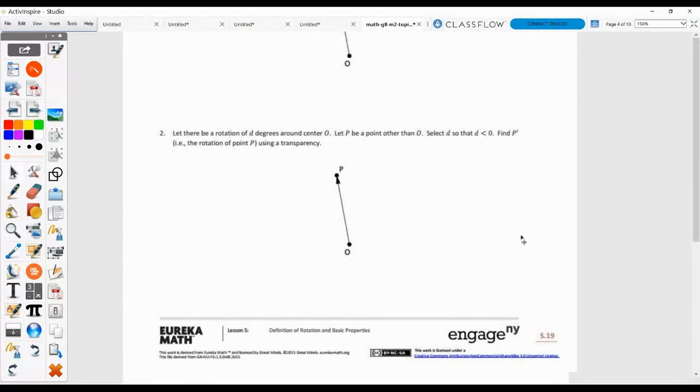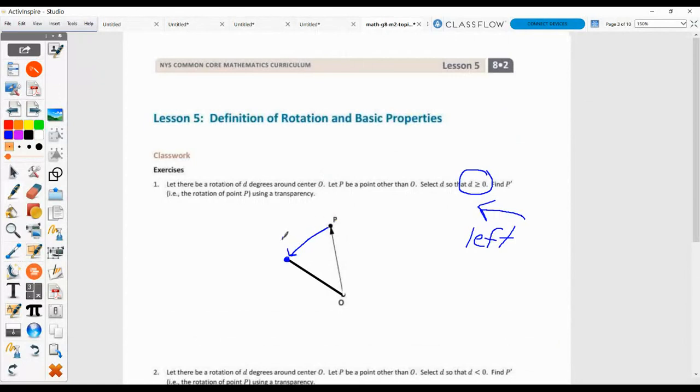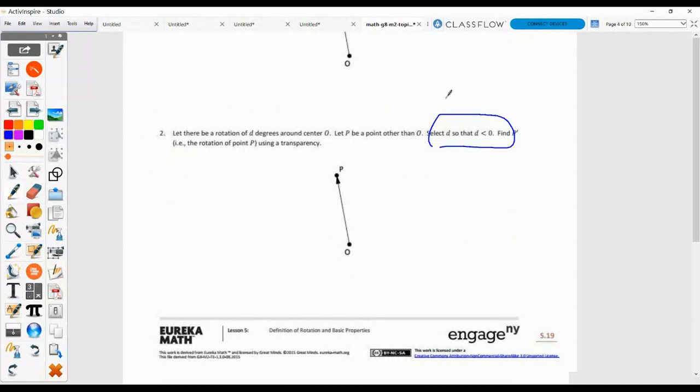Looking at number 2. Number 2 says, let there be a rotation of D degrees around center O. Let P be a point other than O. Select a degree so that D is less than 0. Find P prime. There we go, P prime. So we're going to do the same thing, only this time we know that it is less than 0, so it's going to be a negative number. Negative numbers, we rotate to the right.